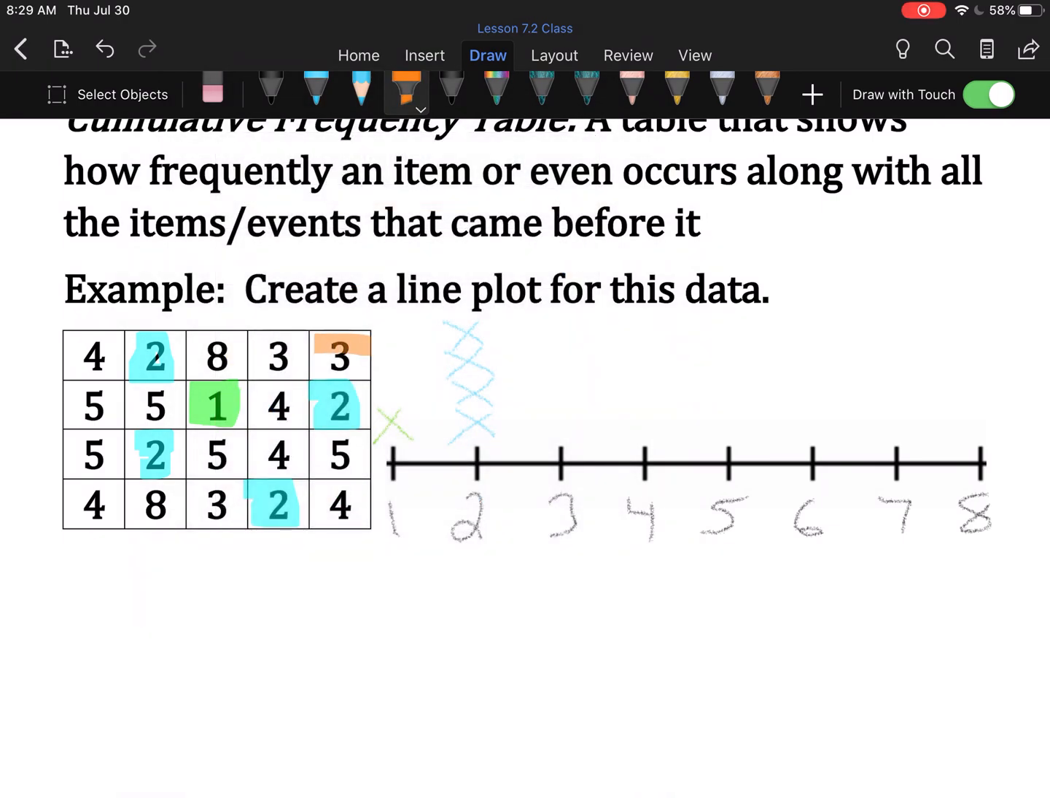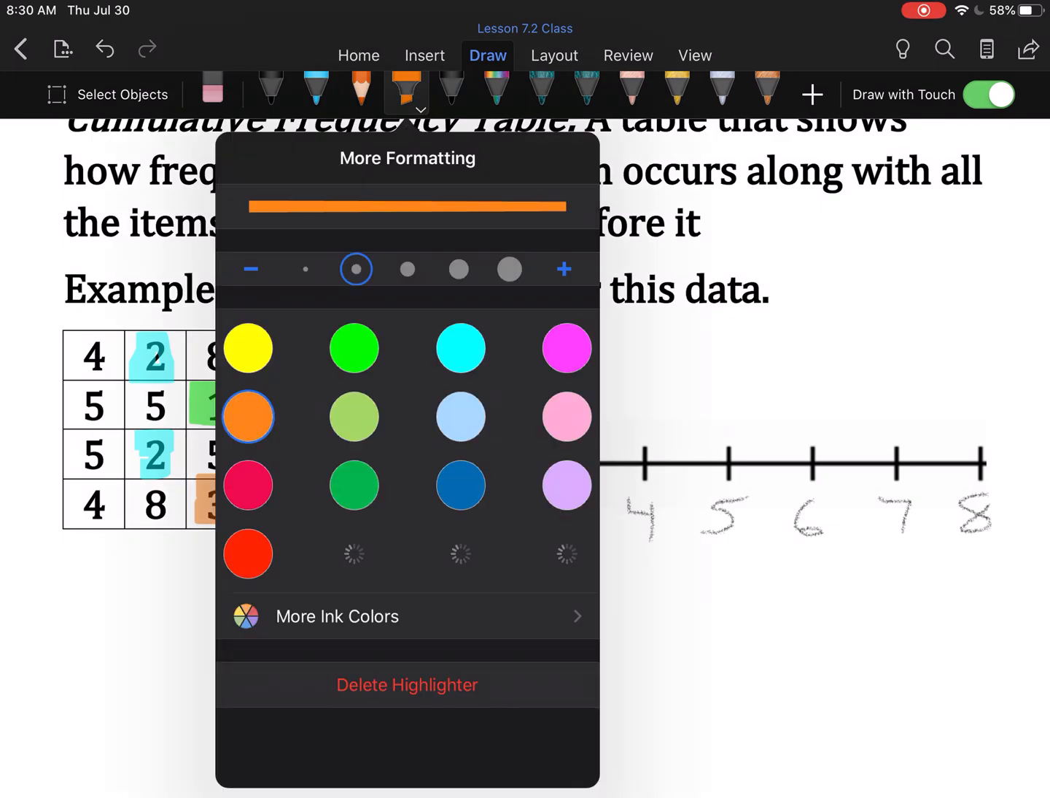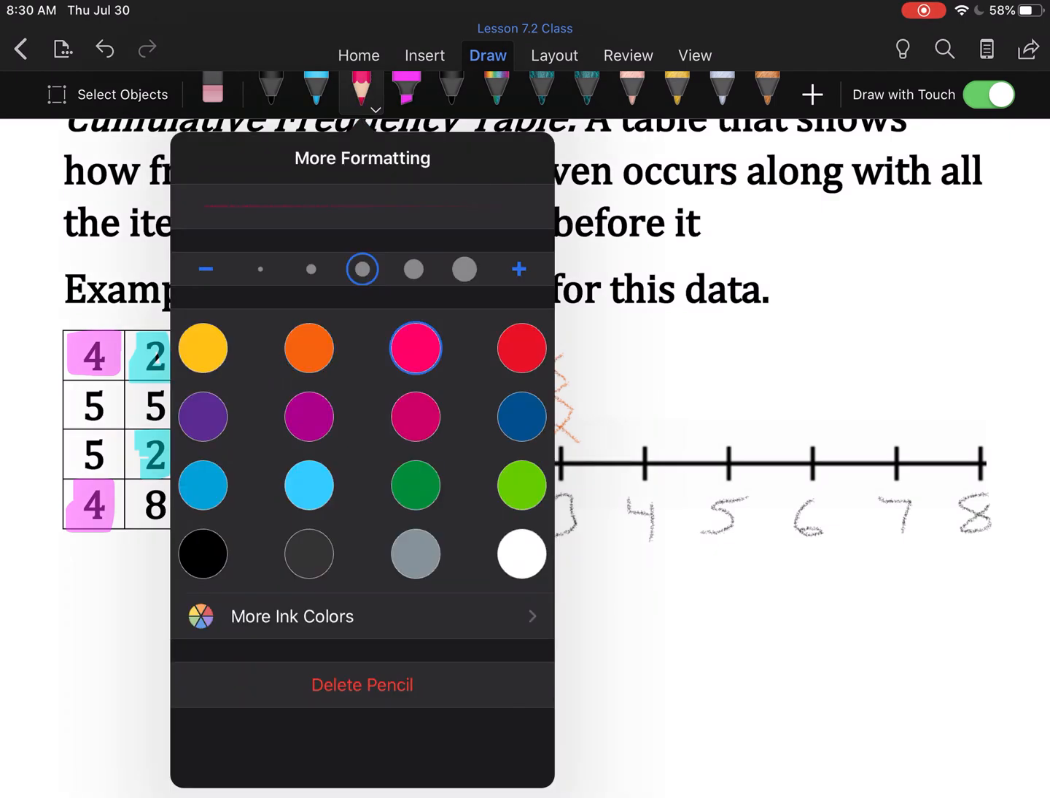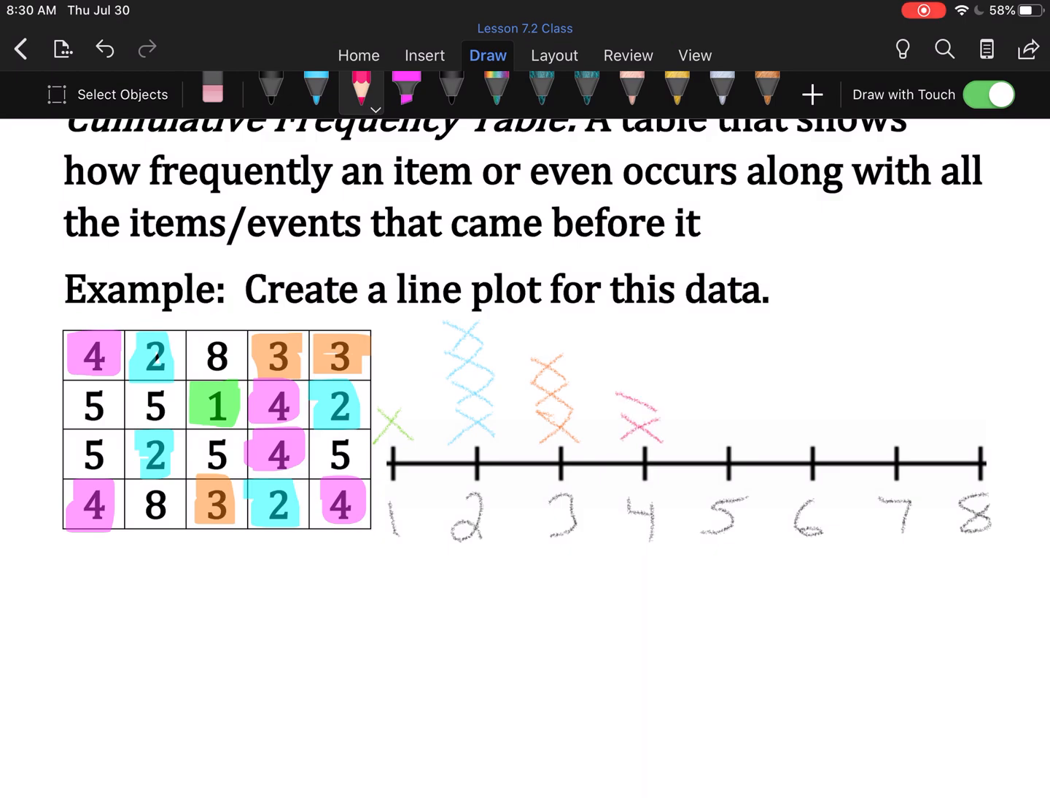Let's find the 3's. There's a 3, and there's a 3, and there's a 3. I think that's all of them. So above 3, I will put 3 X's. And I'm going to try to make my X's roughly the same size. I don't want to really be jumping around too much. Finding the 4's now. There's a 4, there's another 4, there's a 4, there's a 4, there's a 4. I'm counting 5 4's. So above 4, I'll have to put 1, 2, 3, 4, 5 X's.